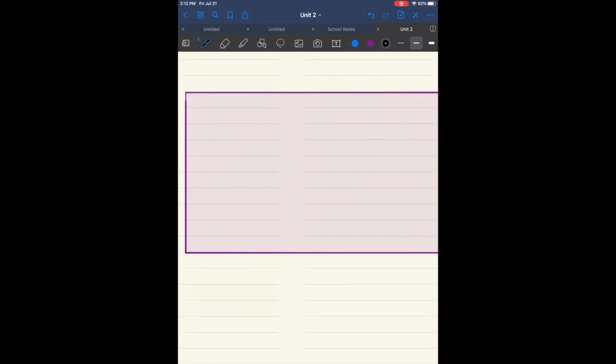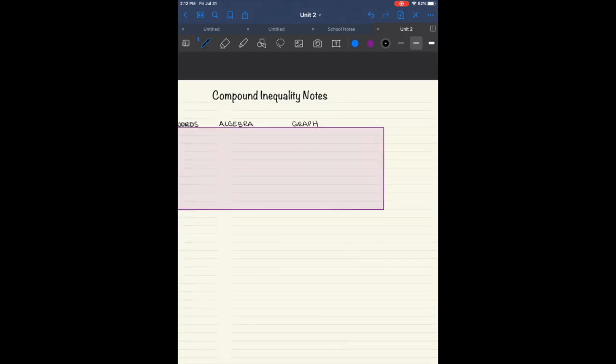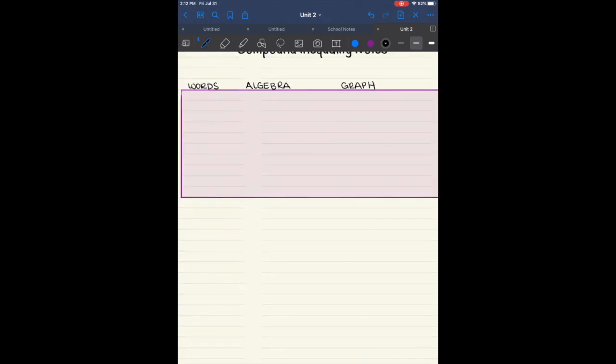Okay, so these are our notes on writing compound inequalities, which means that there's like two combined into one. So we're starting off with a chart again. We've got words, algebra, and then graphs. We're going to start off with how someone would say it out loud. Then we're going to write it out how you will in algebra, and then we'll show it on a number line.